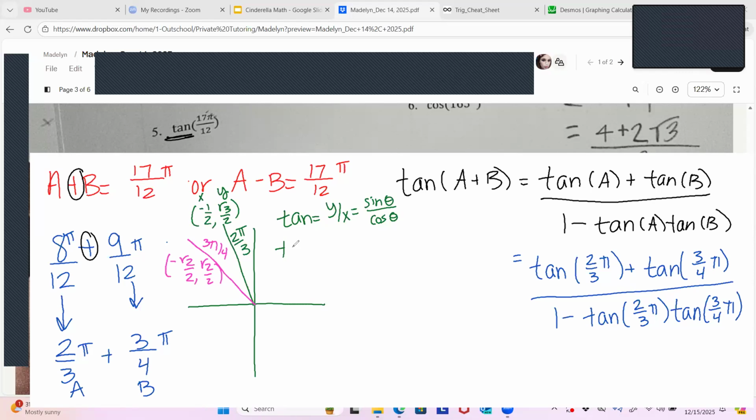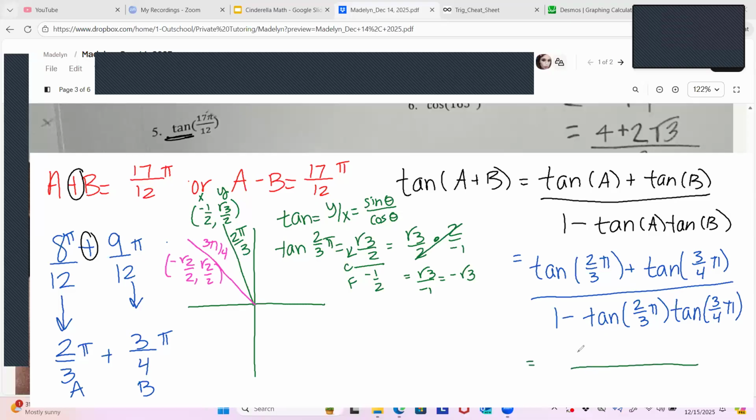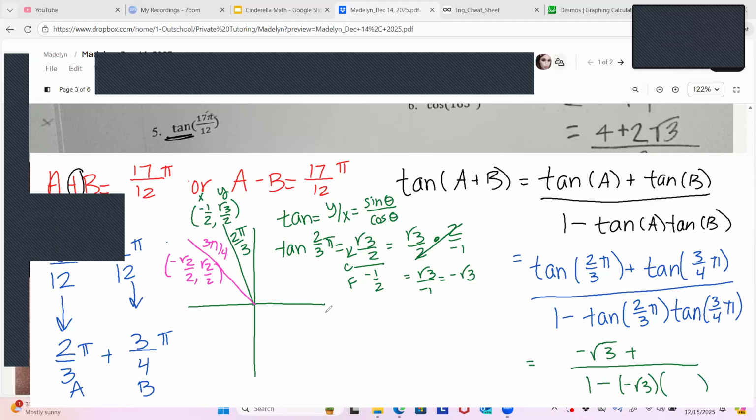So for tan of 2/3 pi, we'll do √3/2 divided by -1/2. We'll keep, change, flip. √3/2 times 2/-1. These will cross cancel and we'll get √3 divided by -1, which is -√3. So that's going to be our tan of A. So anywhere we have that, we could go ahead and put that in. So -√3 plus something, 1 minus -√3 times something. Okay. Now we need to get the tan of our B, which is 3 pi over 4, the pink one.